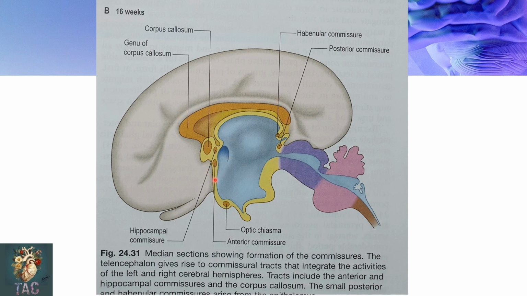Also you can see these are the hippocampal commissure, the anterior commissure, and the optic chiasma. Here you can see the habenular commissure and the posterior commissure are present. These are in relation to the pineal body. So this is the median section showing formation of the commissures. The metencephalon gives rise to commissural tracts that integrate the activities of the left and right cerebral hemispheres.